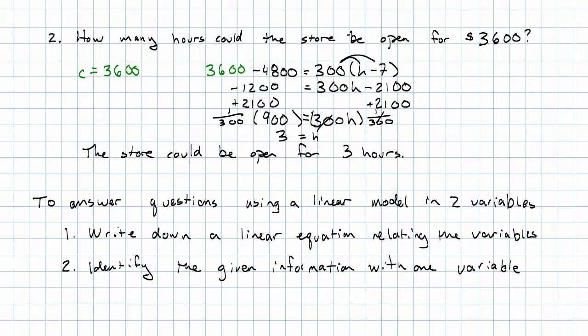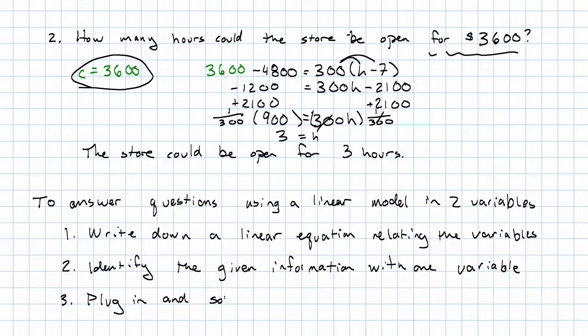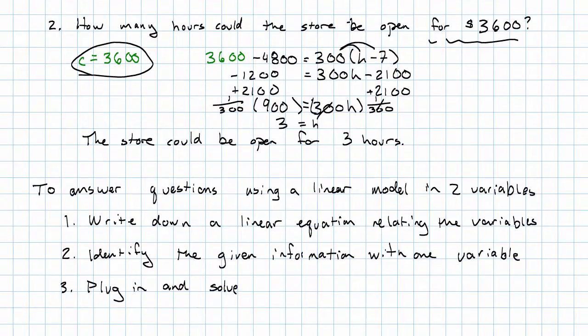So, for example, when we said that the 3600 was giving us a value of C, that was identifying the given information with one variable. And finally, plug in and solve, after which we are ready to answer the question.